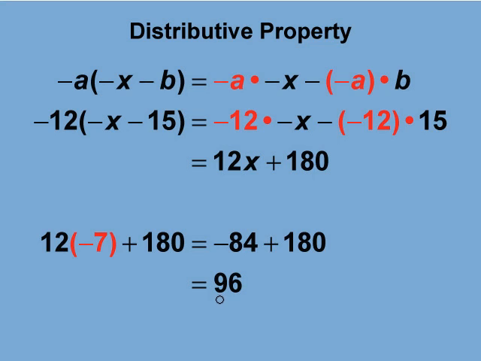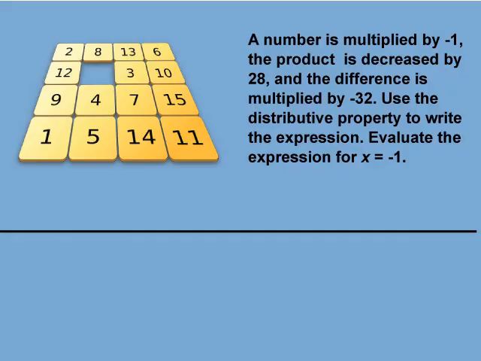Let's look at a final example. A number is multiplied by -1, the product is decreased by 28, and the difference is multiplied by -32. Use the distributive property to write the expression. Evaluate the expression for x equals -1. This is an example of converting words into an algebraic expression. Let's start with this part.